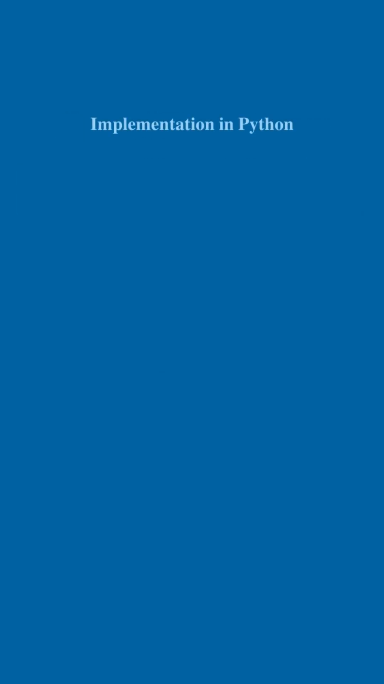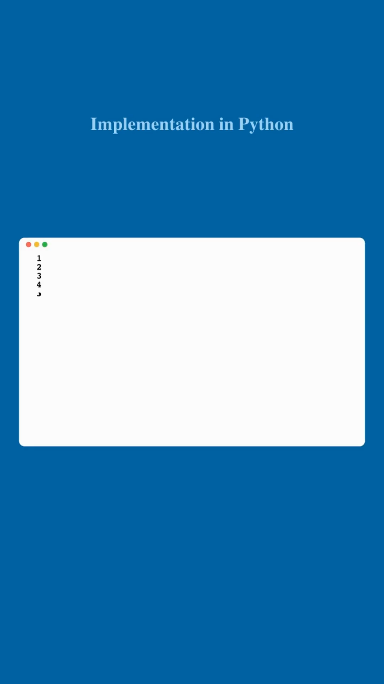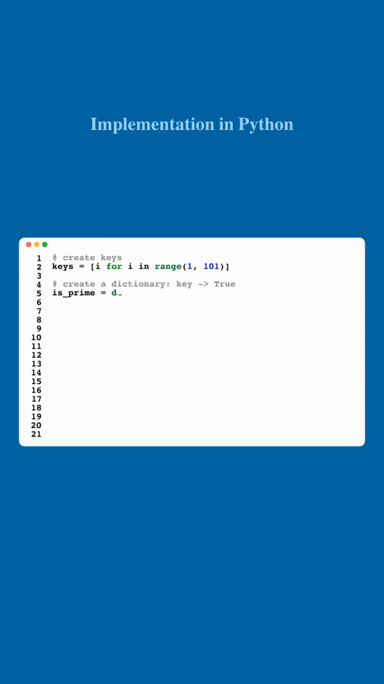Now we look at an implementation of the Sieve of Eratosthenes in Python. At first, we create a list of keys taking numbers from 1 to 100. With these keys, we declare a dictionary so that every key is assigned to the Boolean value true. Then we write a while loop. The control value i starts at 1 and ends at 10.